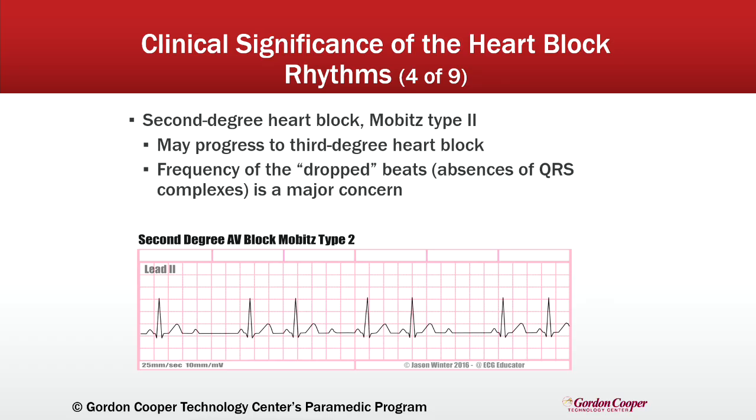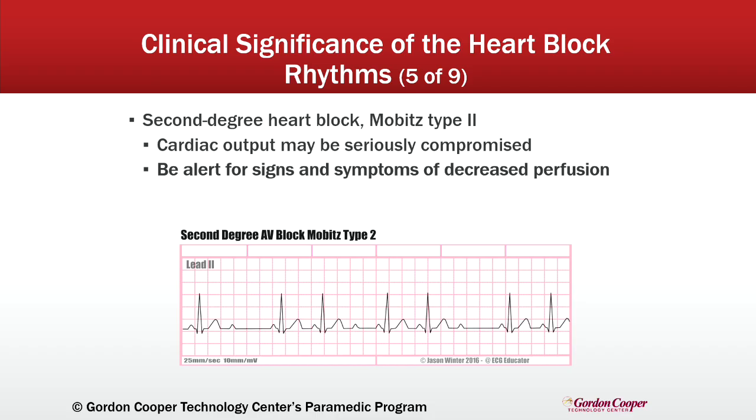So the key issue here is that the frequency of those dropped beats can cause serious hemodynamic instability because the ventricles are being skipped, not receiving that impulse to contract. So it could result in an inadequate heart rate as well as compromised cardiac output. Now, the more frequent the dropped beats, the worse it can be for the patient. So it's also worth noting that Mobitz type 2 can deteriorate quickly into a complete heart block or third degree heart block, which obviously, as we've mentioned, can be life-threatening.